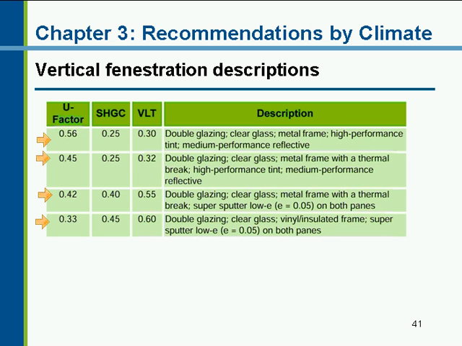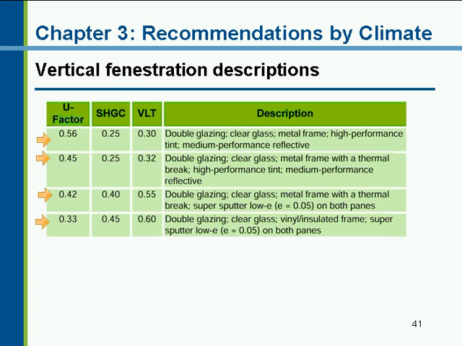The fourth window option here, the 0.33 U factor with a 0.45 solar heat gain coefficient. This is double glazing, clear glass one side, low E coating, very good low E, but this has a very good frame. So this has a vinyl or an insulated frame, or this includes something like wood frames. So again, if you're using or constructing smaller buildings, could have wood frames, could have vinyl frames.